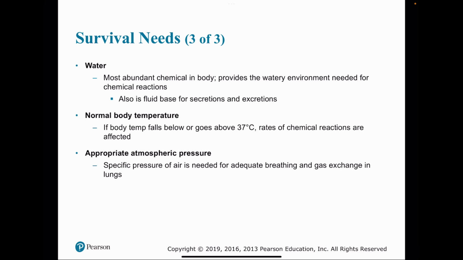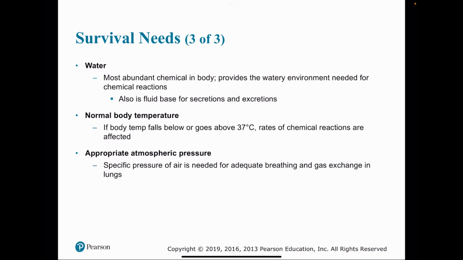Maintenance of normal body temperature. If body temperature goes below 37 degrees Celsius, the rates of chemical reactions are going to be affected, or if it goes above this as well. So say if you're running a fever, this could affect the enzymatic reactions, or the rate of enzymatic reactions happening in the body. But it also goes the other way around.